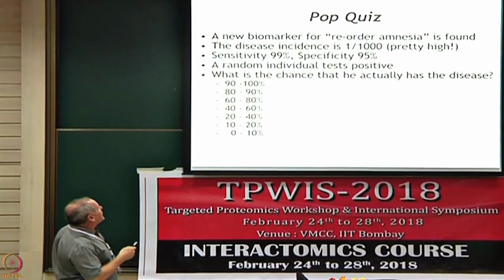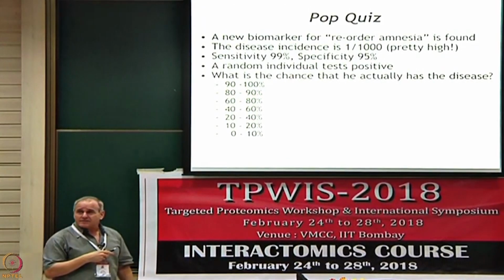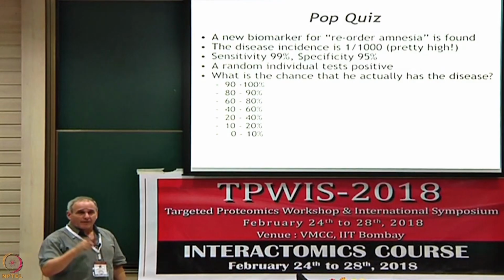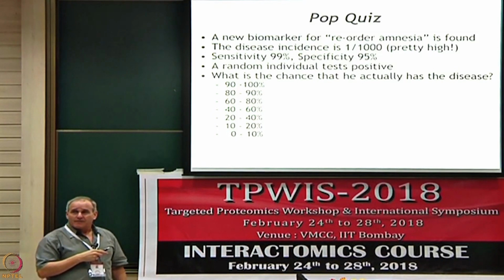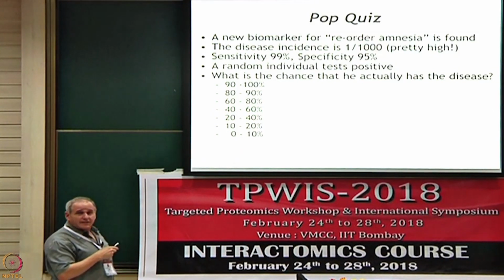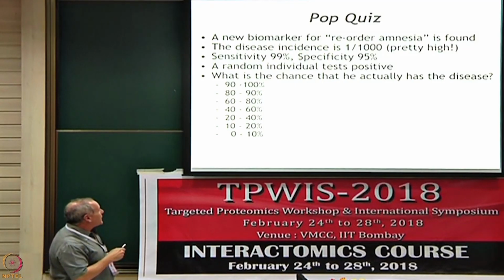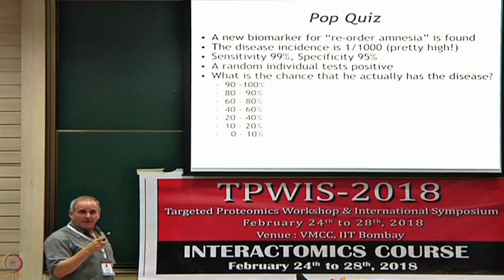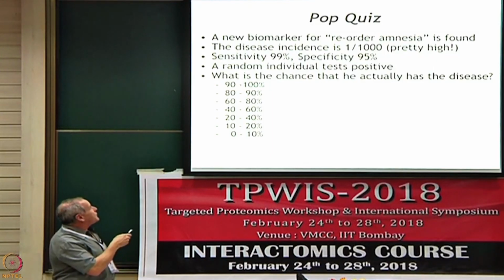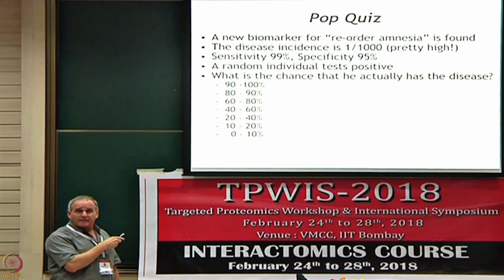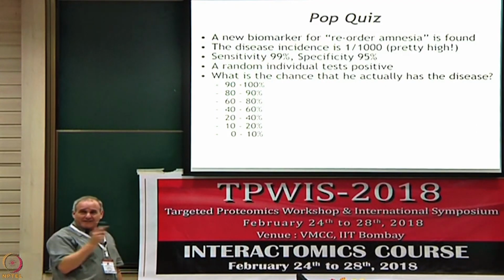So how many people think that there's an 80 to 90% chance that he has the disease? Okay, I got one of those. How many people think it's 60 to 80% chance that he actually has the disease? How about 40 to 60? People raise your hand, some answer at least. I'm going to assume you got it all wrong if you didn't get it. 20 to 40%? I got a few for 40 so far, okay. How about 10 to 20? How about 0 to 10? Got a few of those. The rest of you all think that it's 90 to 100. How many think it's 90 to 100? Okay, got a few 90 to 100s.